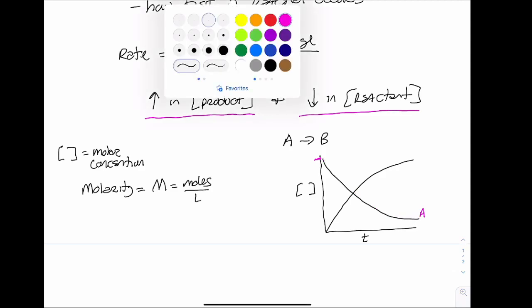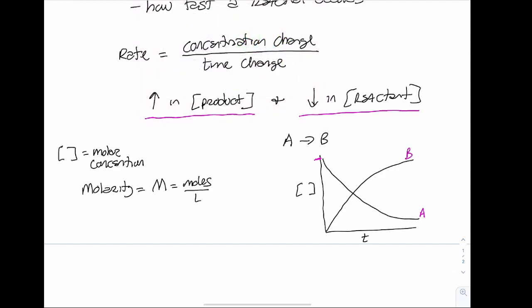And then for B, that's going to be this line. As time progresses, it increases, right? We're starting out down here without any, and then as time goes on, we get more and more and more. Also note that I'm not drawing straight lines. They're not generally linear. As time goes on, my concentration does change, so my rate is going to change. And we'll talk more about that in a little bit.